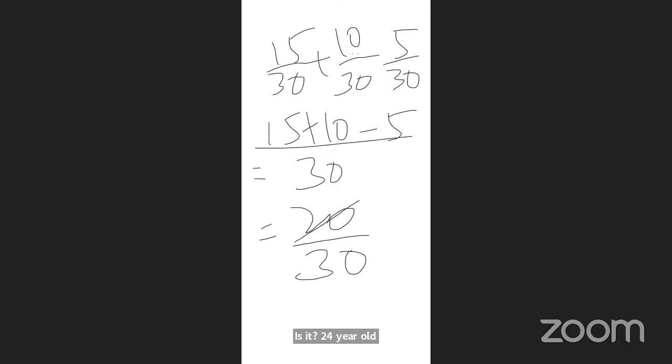Yes, ma'am. 15 plus 10 minus 5 by 30. 15 plus 10 is 25, minus 5 is 20. No. Somewhere we went wrong. Again, you calculate and tell me, Nana. Let us see. Something is missing.